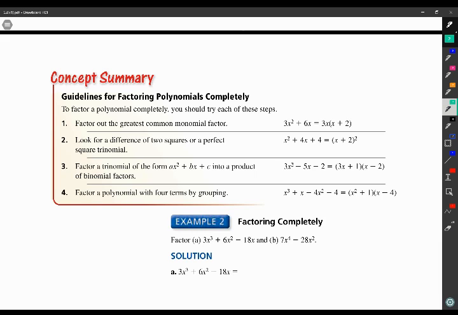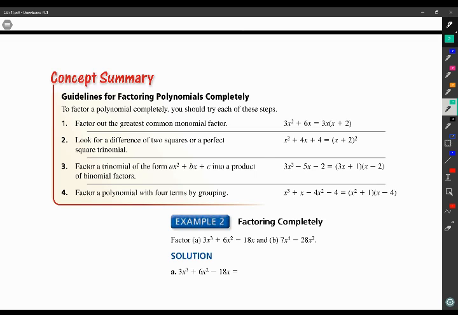So as we continue on with 2.8, notice that we've got some guidelines as we factor completely. As we look at the steps, step one is always to factor out the greatest common monomial factor. So we want to make sure that we're taking out what they have in common out of each term. And then we also want to look for a difference of two squares or a perfect square trinomial. So we want to look to see if we can factor further. So that's our step two.